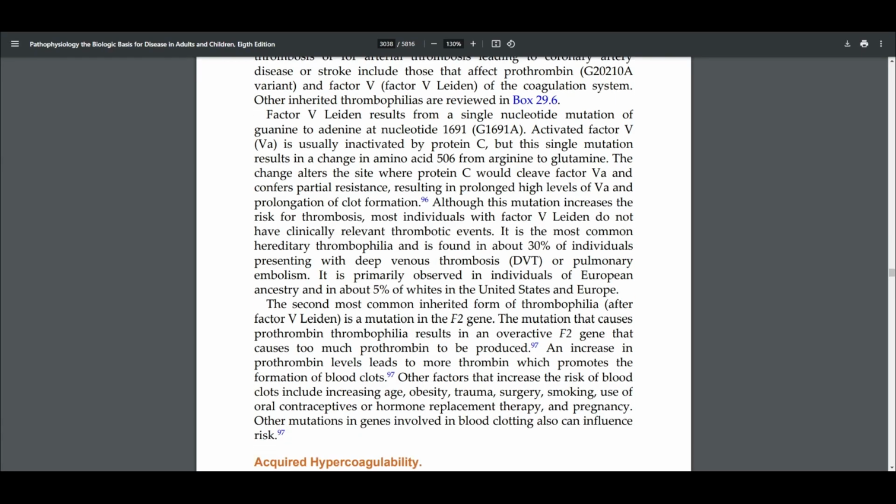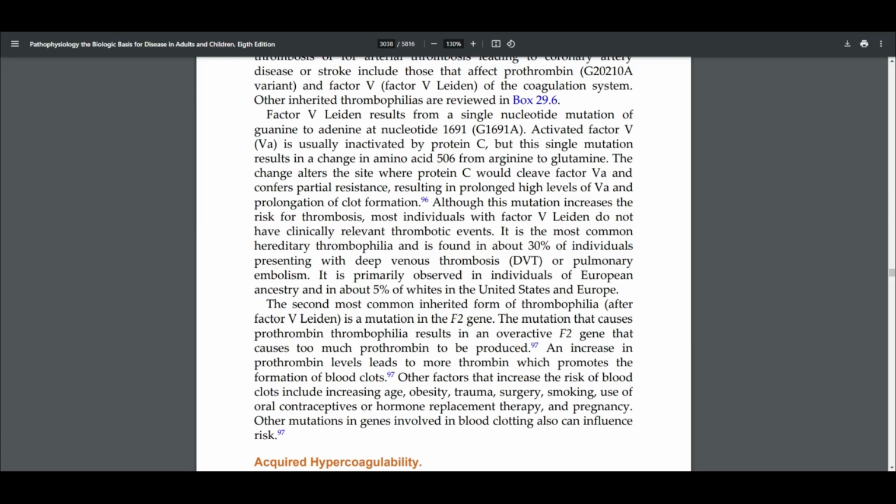Factor V Leiden results from a single nucleotide mutation of guanine to adenine at nucleotide 1691. Activated factor V is usually inactivated by protein C, but the single mutation results in a change in amino acid 506 from arginine to glutamine. The change alters the site where protein C would cleave factor Va and confers partial resistance, resulting in a prolonged, higher level of factor Va and prolongation of clot formation.